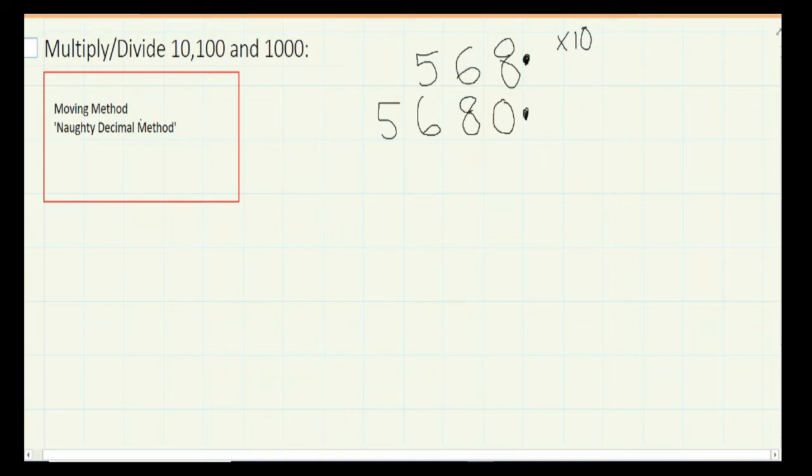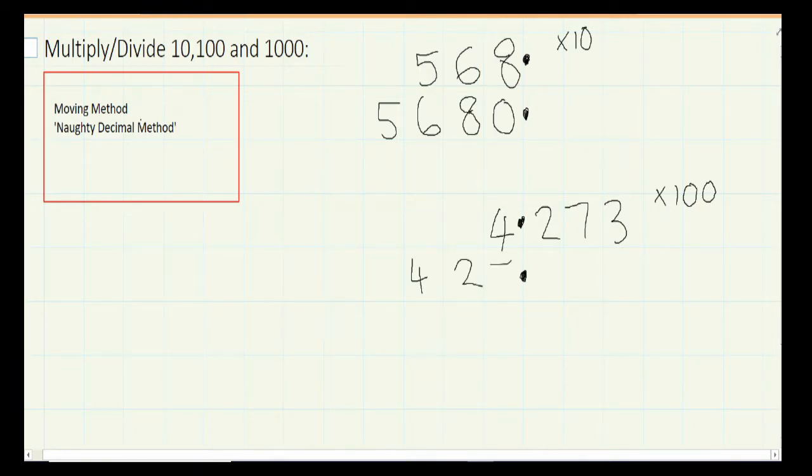One place bigger. Let's do 4.273. This time times 100. Now, times 100 is not the same as times 10. Times 100, 100 has 2 zeros. Everything moves 2 places bigger. Line up the point. The 4 does not go underneath. It goes 1, 2 places bigger. The 2, it goes 1, 2 places bigger.